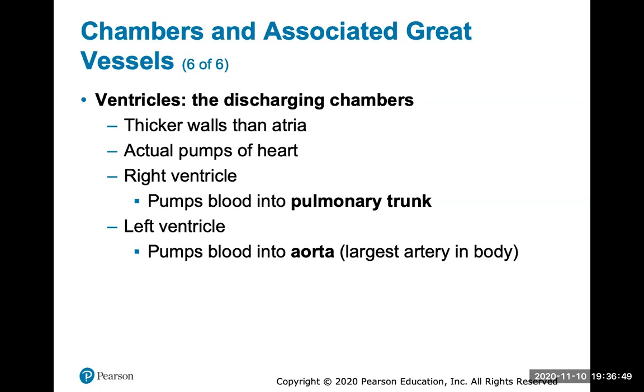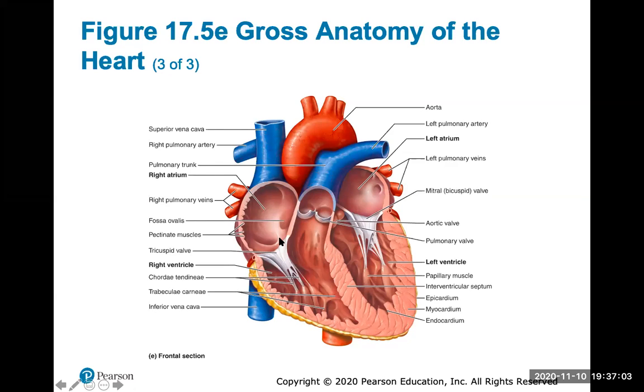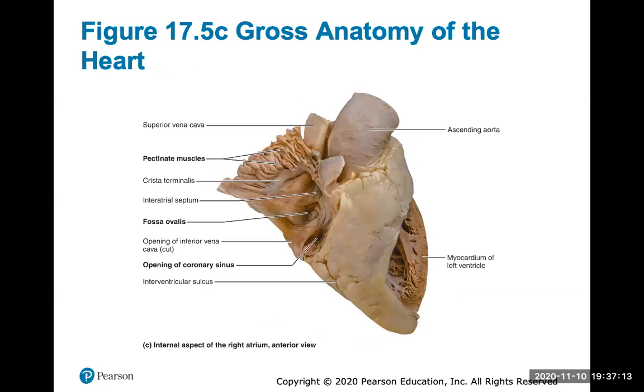Ventricles have thicker walls than the atria. These are the pumps of the heart. The right ventricle pumps blood into the pulmonary trunk, and the left ventricle pumps blood into the aorta, which is the largest artery in the body. So again, here are the pulmonary valves you can see here, and they will open and close from the right and left ventricle as they pump blood into the rest of the body.